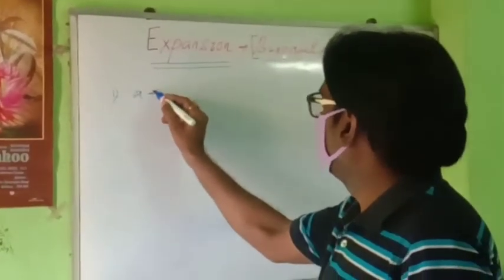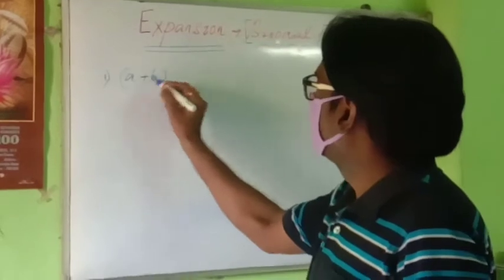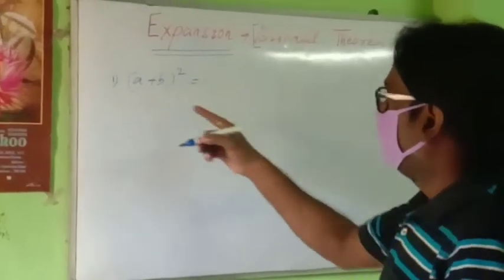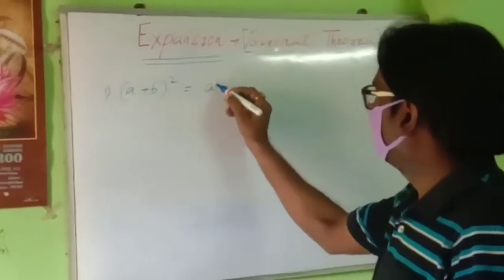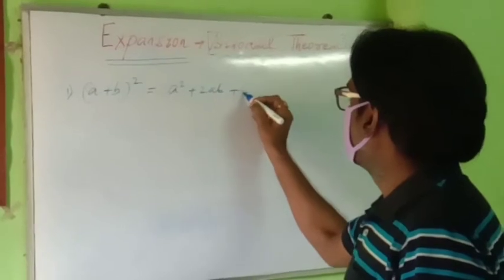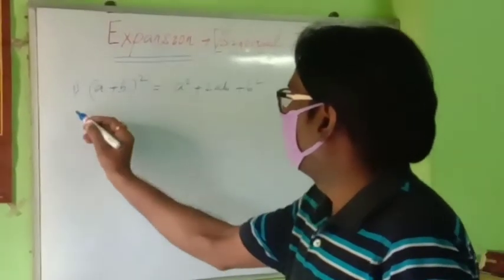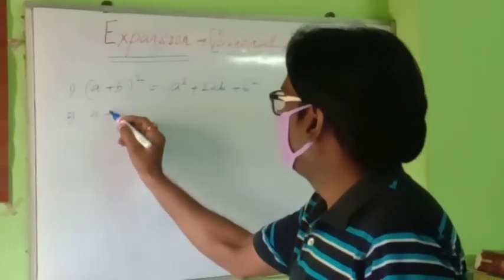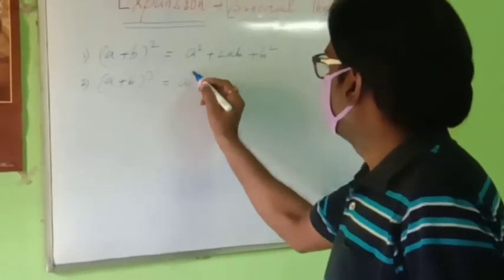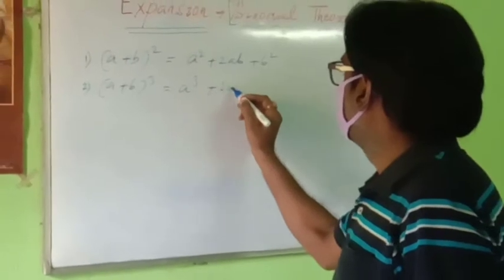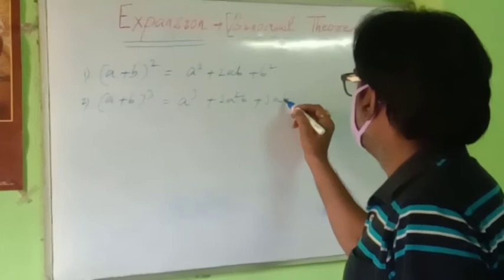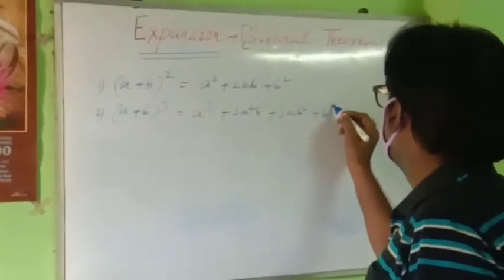a plus b whole square. What is the formula of a plus b whole square? In lower class you have done. A plus b whole square formula is a square plus 2ab plus b square. Same process, you tell: a plus b whole cube formula will be how much? A cube plus 3a square b plus 3ab square plus b cube.